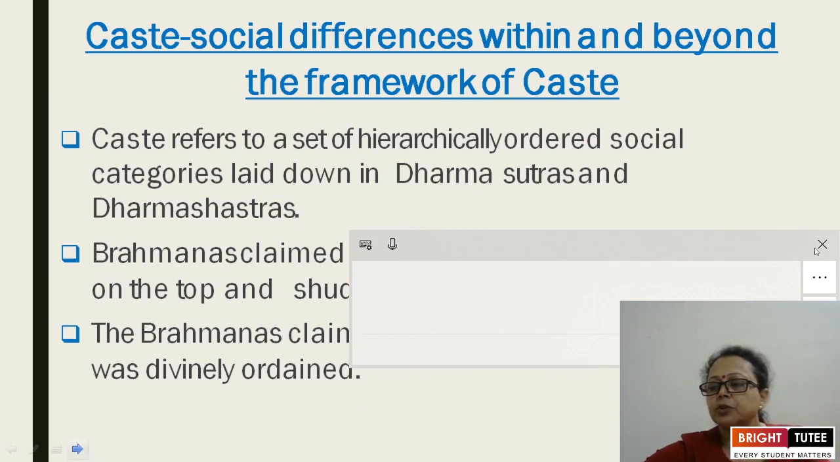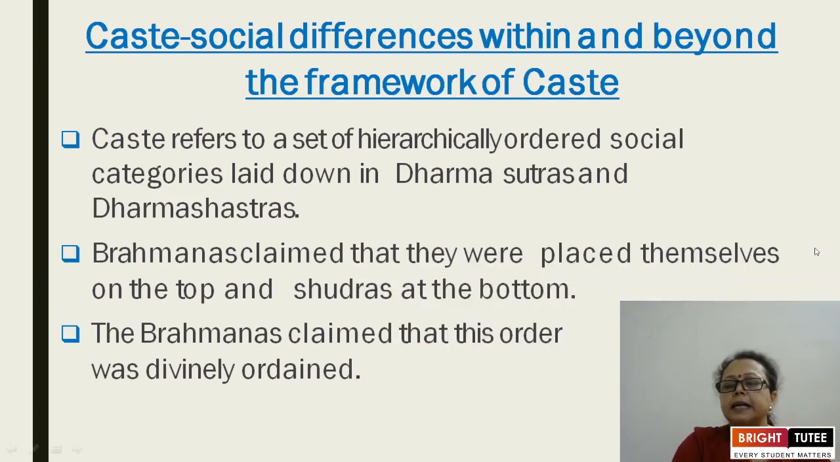Caste refers to a set of hierarchically ordered social categories laid down in the Dharma Shastras and Sutras. Brahmins claim that they placed themselves at the top and Shudras at the bottom, and that this order was divine.